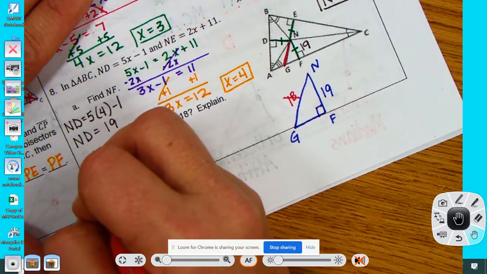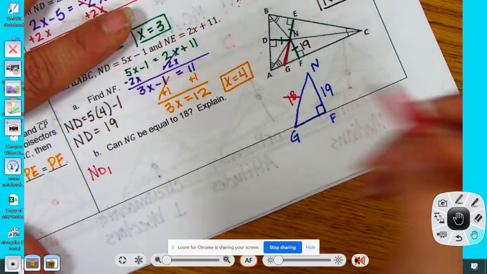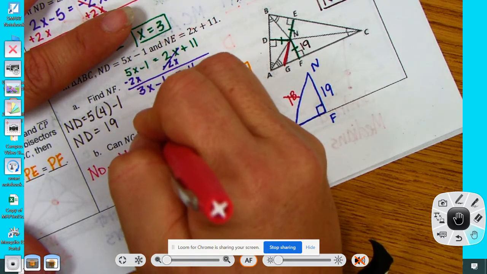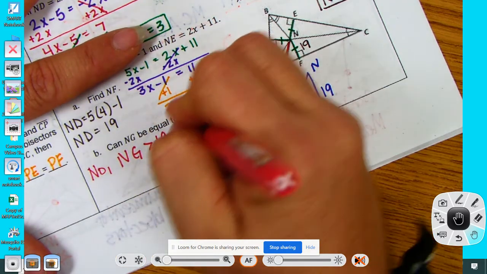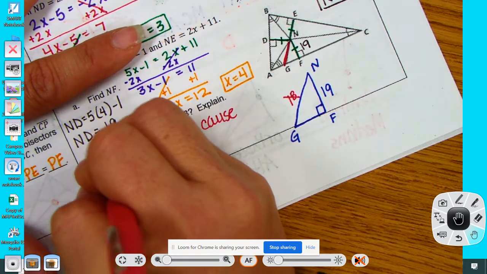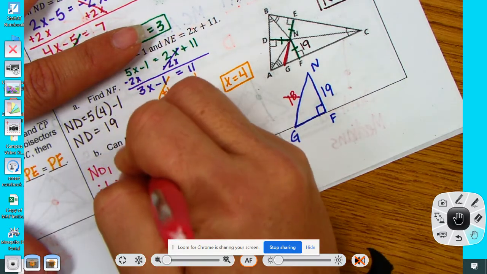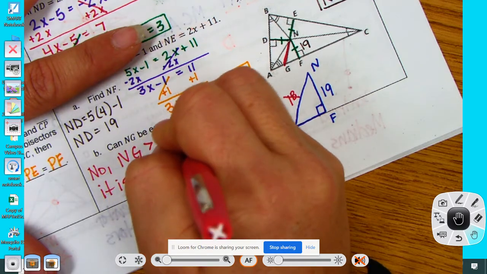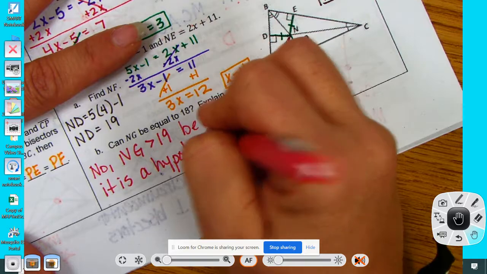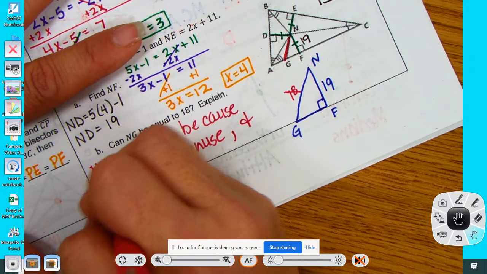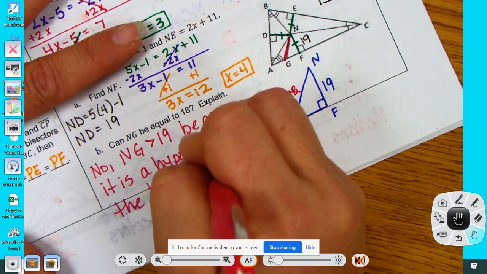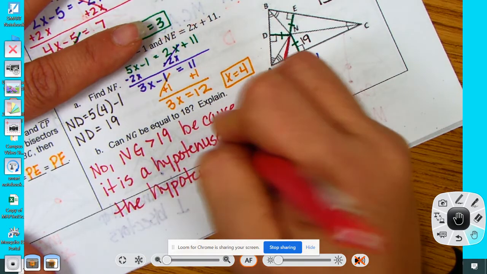So no, NG has to be greater than 19 because it is a hypotenuse. And the hypotenuse is the longest side.